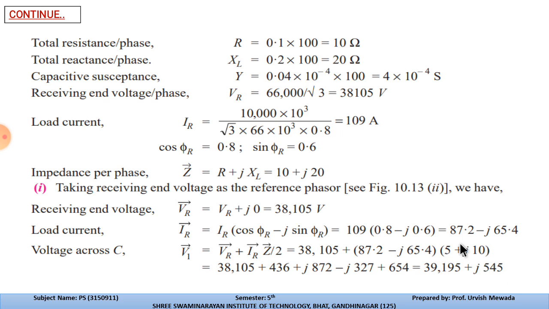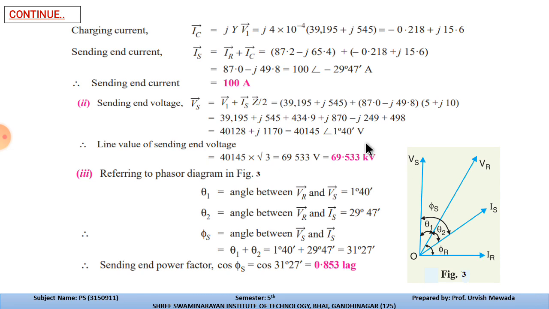This is the total voltage that we are considering across the capacitor when the system is healthy, and we are considering the effect of the capacitor at the middle of the line as a nominal T method. Now, the charging current IC. As we know that Z is equal to V upon I, so Y is equal to I by V, it is the reciprocal.